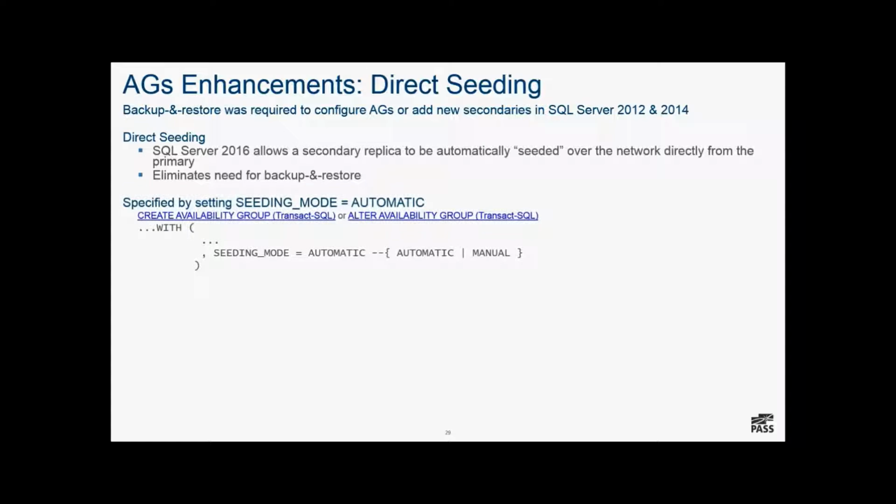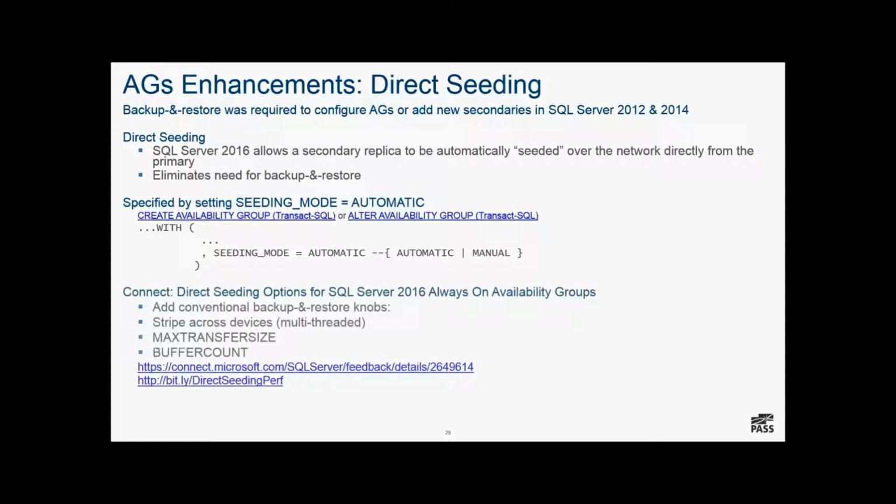Now, the problem I have discovered with direct seeding is that it's a little bit slow. It's single-threaded. Some of us may be familiar with some of the knobs to tune backups: multiple devices, max transfer size, buffer count. And those just aren't available with direct seeding. So if you have a big honking multiple terabyte database, it's going to take a long time to establish this availability group if you use direct seeding. So hopefully they'll respond favorably to the Connect item. And I invite you to check this out and go vote for it. Thank you.